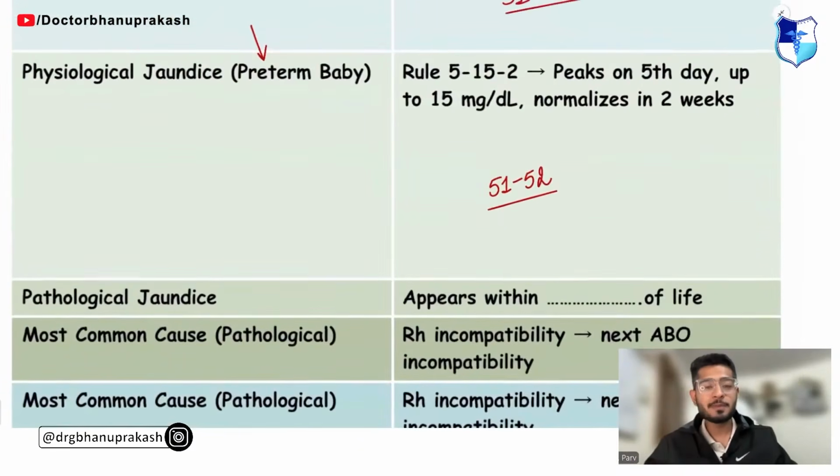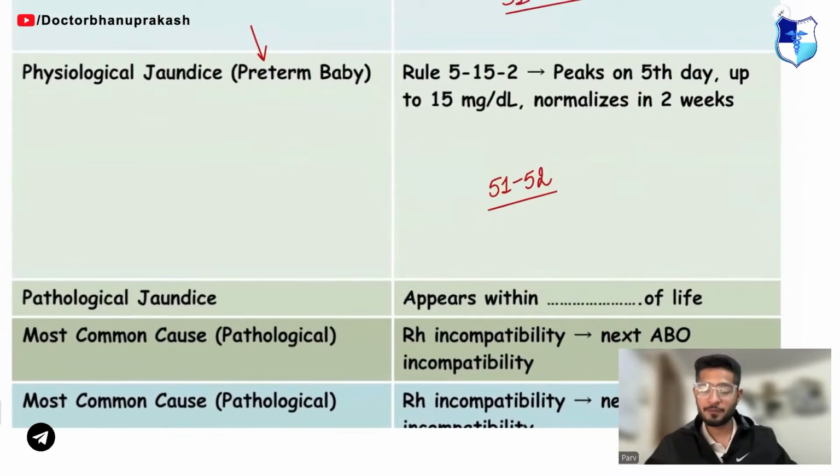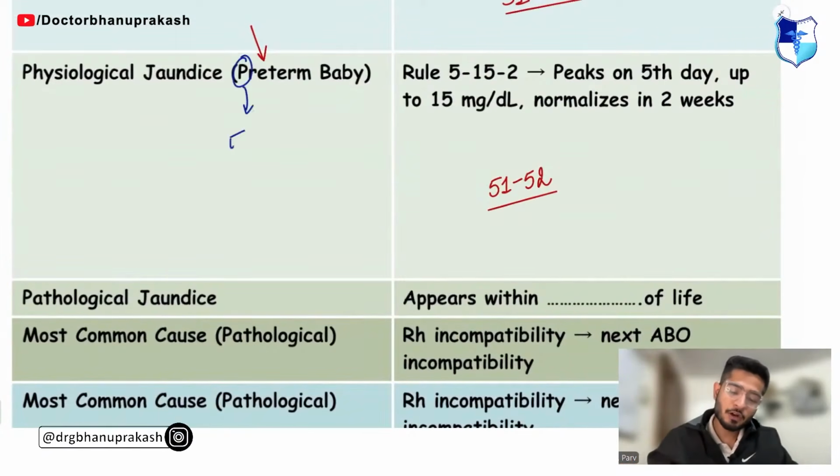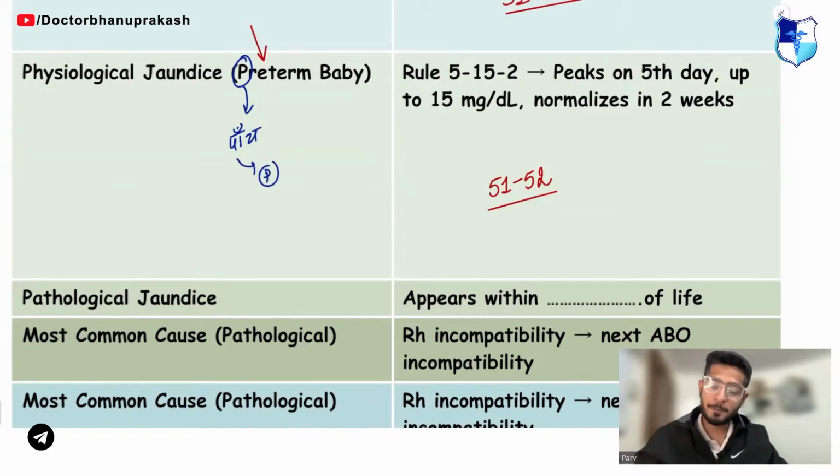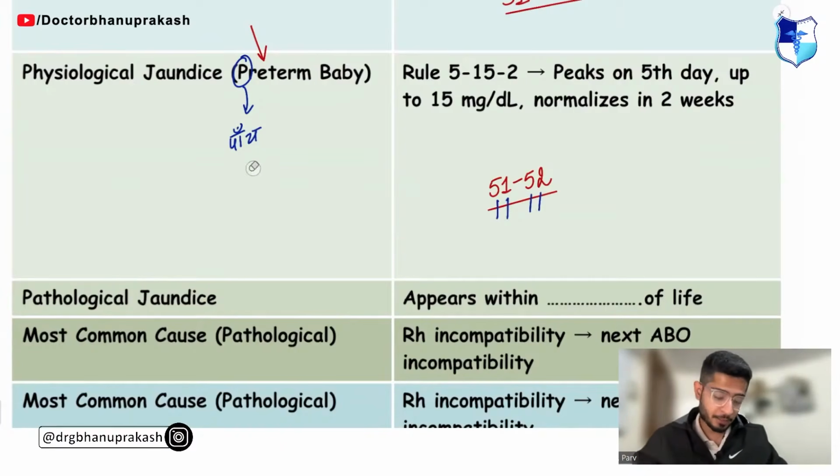But what about preterm babies? For preterm babies, understand 51 52. P for preterm, and in Hindi we call 5 as panch, so you can take this P to remember that it is panch wala. 51 52 is for the preterm baby. That means if it is physiological jaundice in preterm babies, it is going to peak on the 5th day, up to 15 mg per deciliter, and normalizes in 2 weeks.